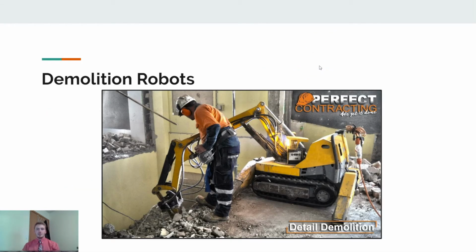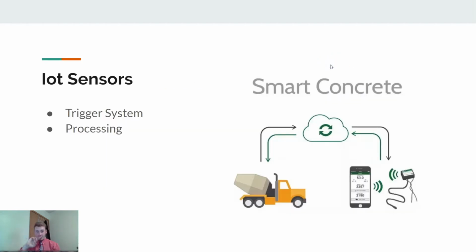Next, I'm going to talk about demolition and demolition robots. The main purpose of demolition robots is just to make it safer for the workers that are going to be doing the demolition. Because if you think about it, demolition is hard work. You're most likely going to be swinging some sort of sledgehammer, and if you have robots doing it, your workers do lose the satisfaction of breaking stuff, but there's also less likelihood of them throwing out their backs swinging sledgehammers all the time. Next, I'm going to talk about IoT sensors.